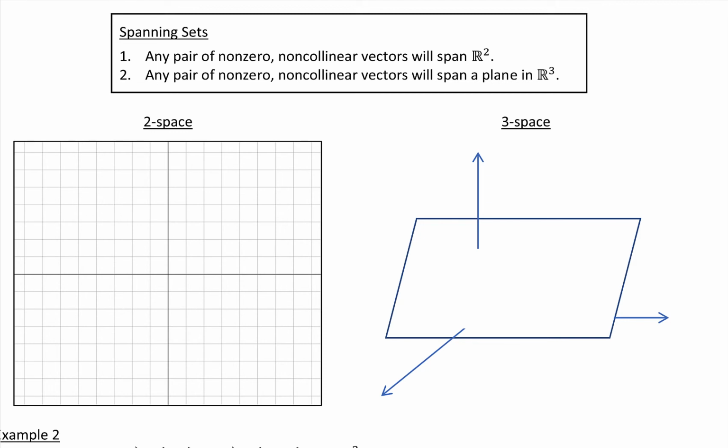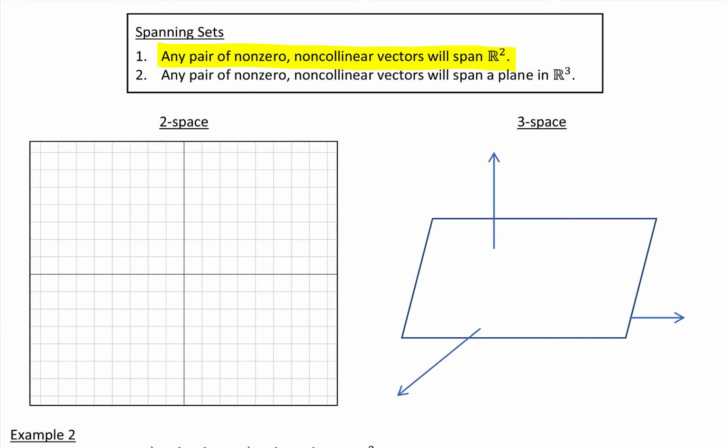So notice that any pair of non-zero, non-collinear vectors will span R squared, or 2 space. So what this is saying is that if I have any two vectors, let's say this is vector u, and notice I need a vector that's non-collinear. So here's a non-collinear vector v. These two vectors can get me anywhere in 2 space. So I can take those two vectors, combine them, and get here, get here. It doesn't matter. I can start hitting any point in 2 space with these two vectors. That's all it's saying.